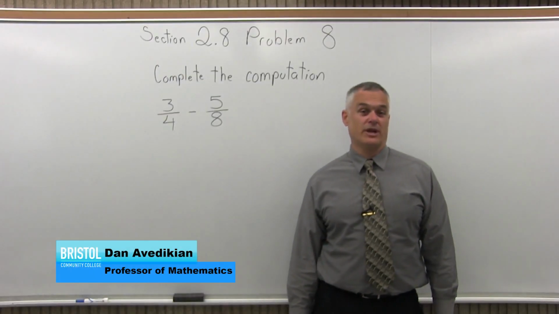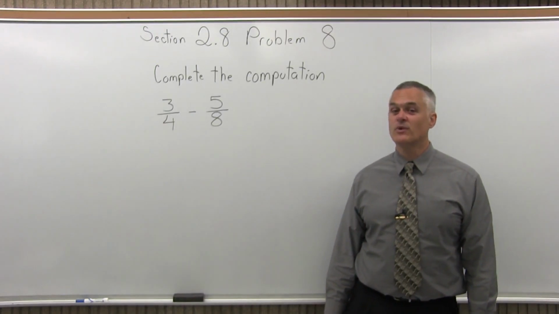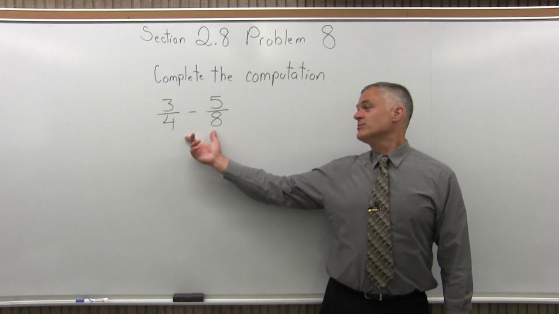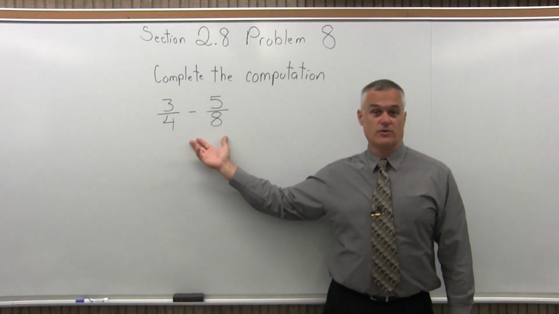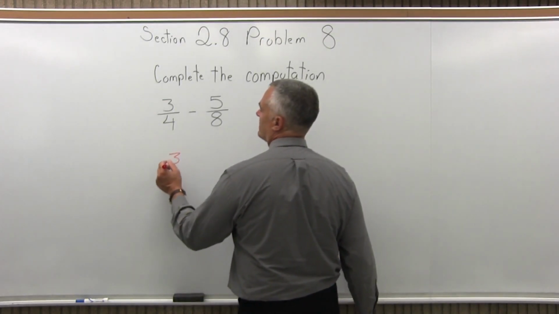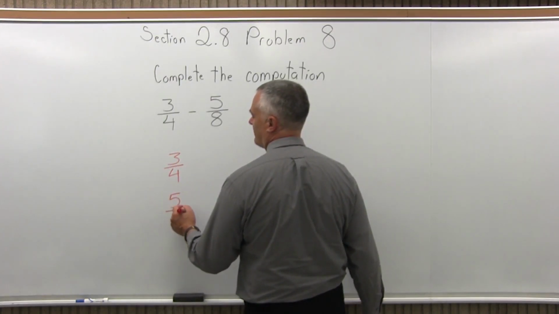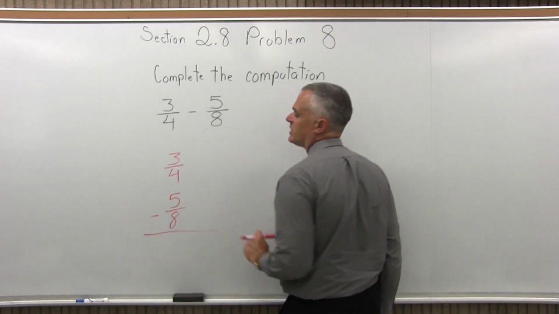This is Section 2.8, Problem number 8. It says complete the computation, and we have 3/4 minus 5/8. So problems like this, I prefer writing vertically. They can be completed in their horizontal format the way they're written, but I like to do it vertically better. So let me rewrite the problem. I'll have 3/4, and underneath it I'll put 5/8, and it's a subtraction, so we'll keep it a subtraction.